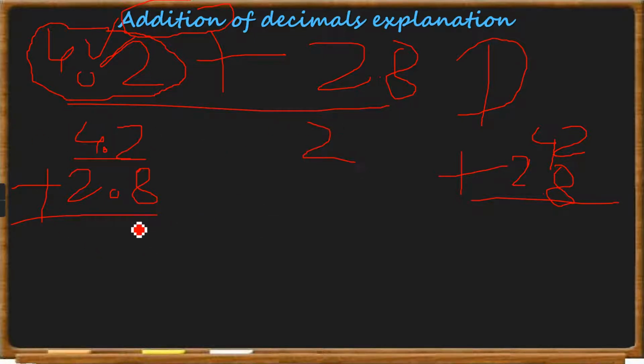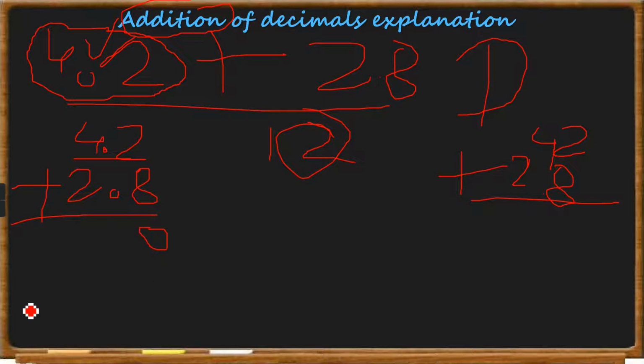After you have arranged them, in step 2 you need to add them. How will you add them? Simply, as you do normal addition, you need to add them like that only. Like 2 plus 8. 8 plus 2 is 10. So write 0. And here, now what will be the problem? Here the decimal point is in the way. Here you can see it's the decimal point. So how will you do it? You can carry over after the decimal point also.